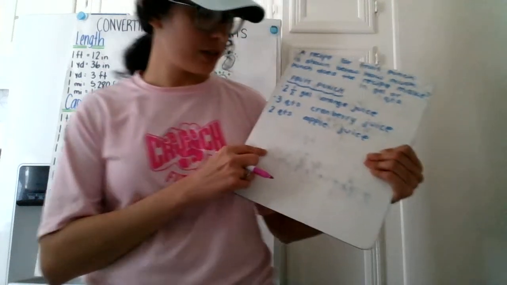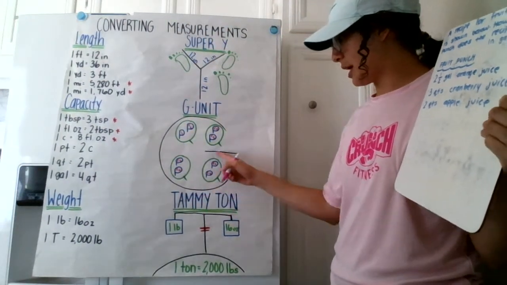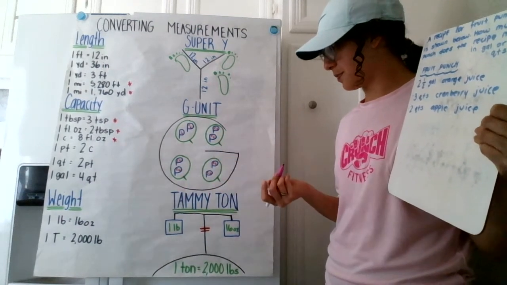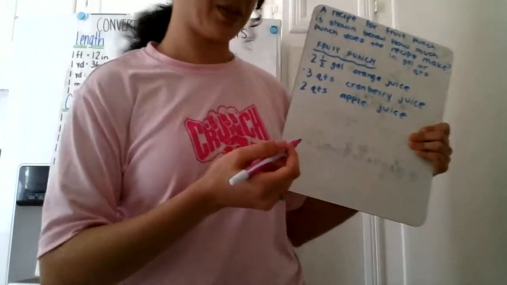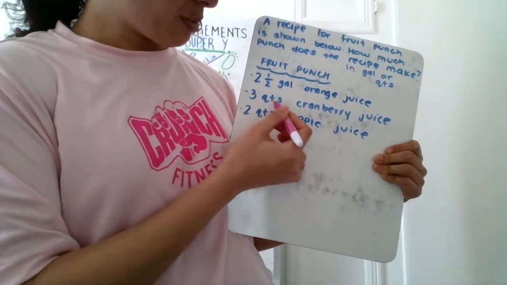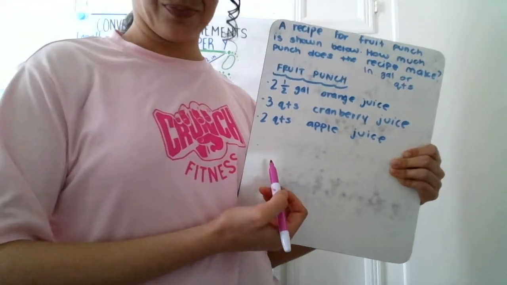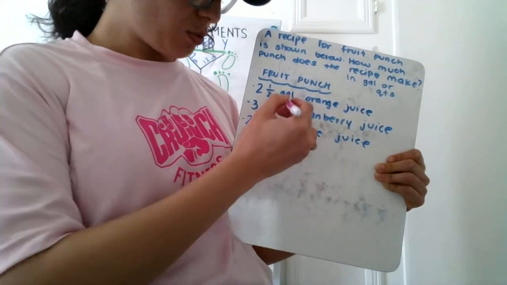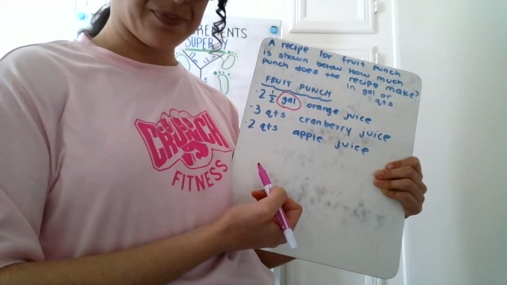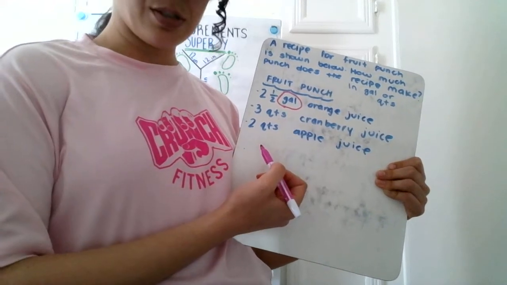Okay, so first, we're going to look here. Remember, in 1 gallon, there are 4 quarts. Okay, so remember that. We're going to go back to that right now. Okay, so right here I have 2.5 gallons of orange juice, 3 quarts of cranberry juice, and 2 quarts of apple juice. What do we notice here? We should notice that this one is in gallons, but these two are in quarts. Okay, so since 2 of them are already in quarts, I'm going to change the gallons to quarts.